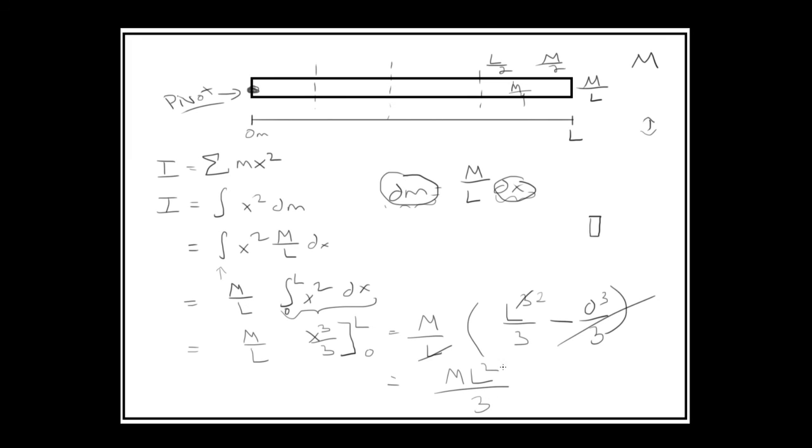Alright, so that means that the moment of inertia for any long thin rod rotating about its pivot point at one end would be M L squared over 3, as in the mass of the total rod times the length of the total rod squared, over 3, or in other words, 1/3 M L squared.